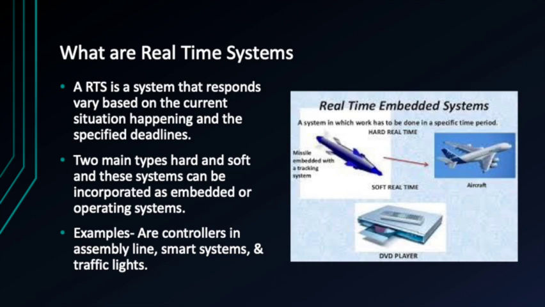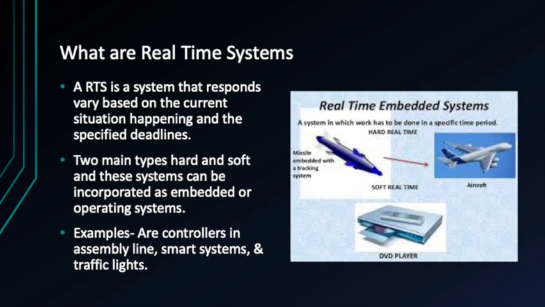And then we have soft real-time systems, where it fails to meet the deadline. It doesn't do anything severe. It would just be minor setbacks, such as a DVD player failing to meet its video deadline. You may have the audio a few frames ahead of the video, so you'd hear what's happening before actually seeing it. And then some examples of real-time embedded systems would be controllers in assembly line, smart systems, and traffic lights.